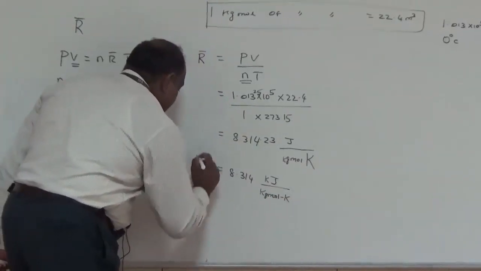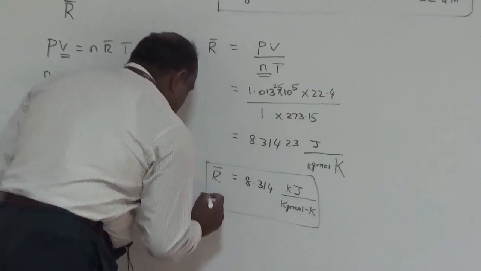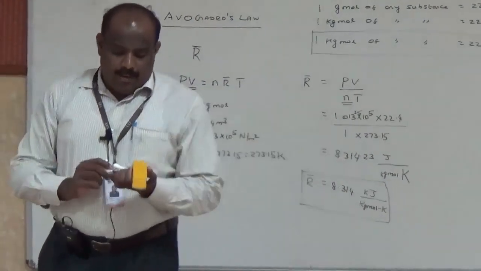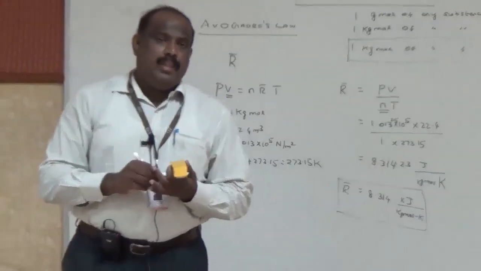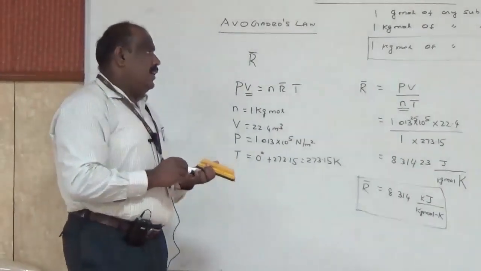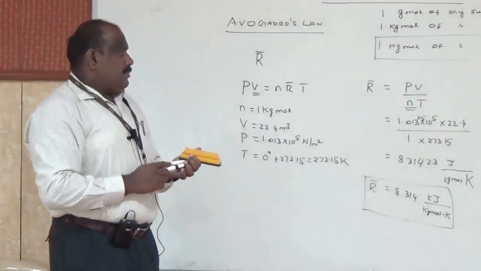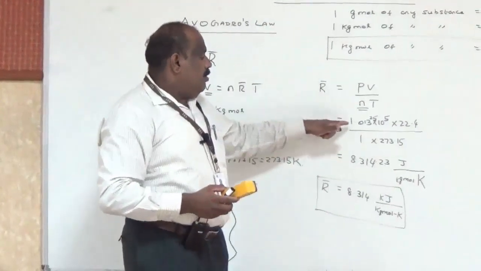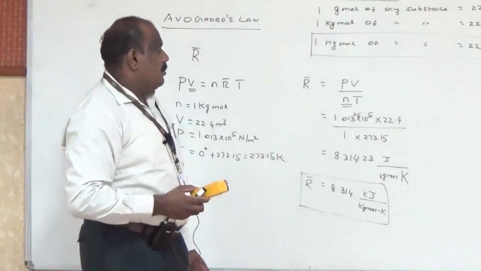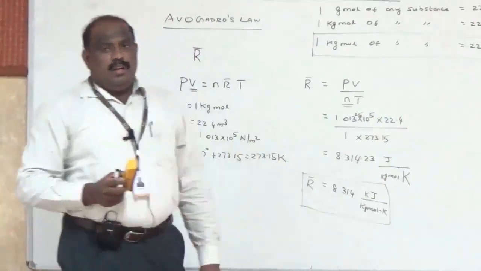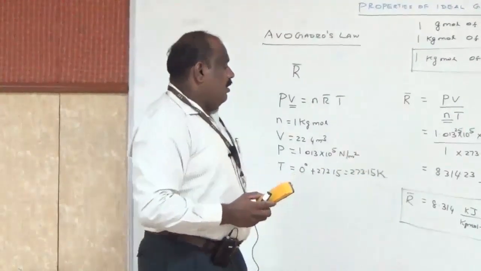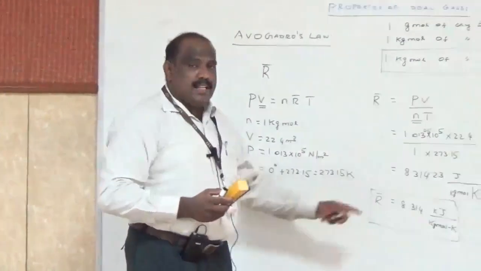So we are able to find the value of the universal gas constant by applying Avogadro's law. Now you can feel the importance of Avogadro's law, which states that a gram mole of any substance at a standard or normal temperature and pressure of 1 atmospheric pressure and 0 degrees Celsius will occupy a volume of 22.4 liters. Based on that, we find out the value of R bar, which is nothing but the universal gas constant.